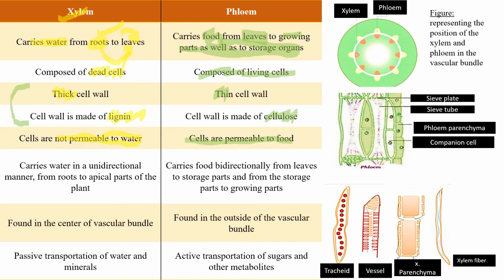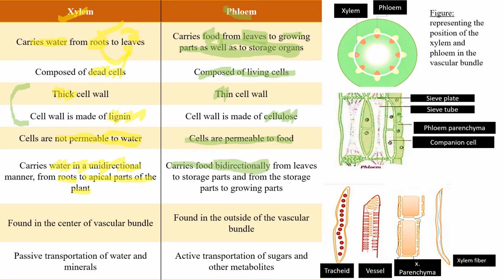Now the next question is, what is the direction? Does it flow in only one direction, or bidirectionally, or are there multiple directional movements of water and food in plant tissues? In the xylem, water flows in a unidirectional manner. The roots absorb the water and it is transported to the apical parts of the plant through the xylem. In contrast, the phloem carries food bidirectionally.